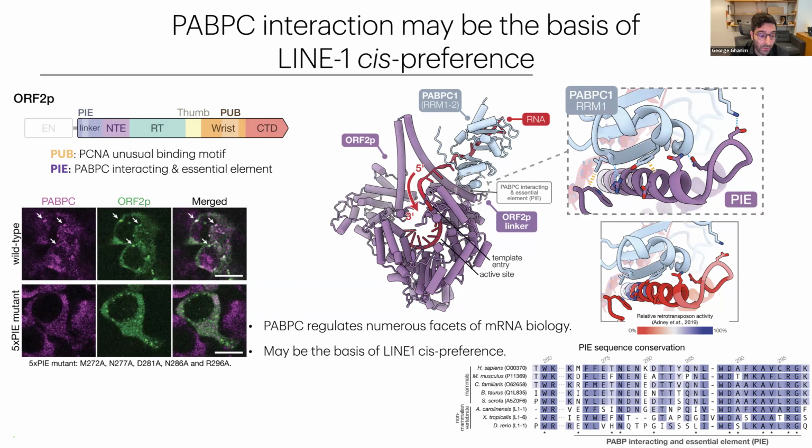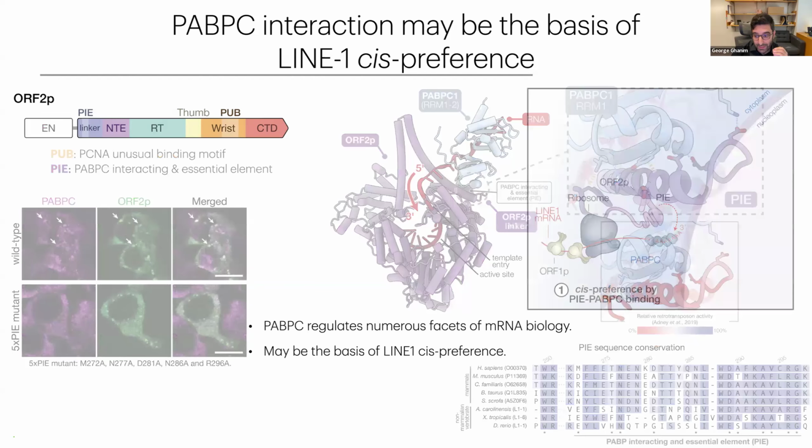And recall that ORF2p preferentially associates with its own encoding mRNA, not other LINE-1 mRNAs, not other cellular RNAs. And this is cis-preference. And it's known that cis-preference requires a poly-A tract, and it's thought to occur co-translationally, but it was still unclear how ORF2p selects its own mRNA in a sea of mRNAs just by the poly-A.